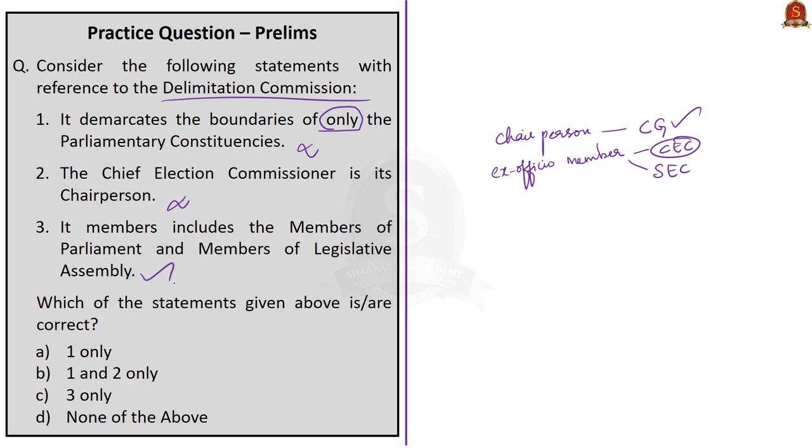And coming to the 3rd statement, this statement is correct. Because apart from the chairperson and 2 ex officio members, the commission also has 10 associate members. 5 of them are MPs, to be specific, the members of Lok Sabha representing the state, and the remaining 5 are MLAs, particularly the members of the Legislative Assembly of that state. So the correct answer for the question is option C, 3 only.